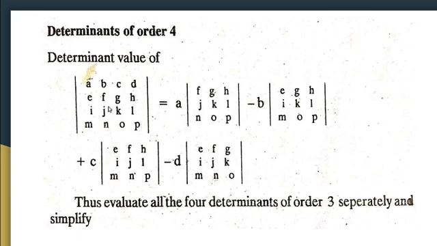In this way you have to put alternate positive and negative signs for the first row elements. Then you have to consider the determinant of the remaining values. Then you have to simplify this determinant again, just like we did in the case of the 3 rows 3 columns determinant. Thus evaluate all the 4 determinants of order 3 separately and simplify. Then finally we will get a simplified determinant value.